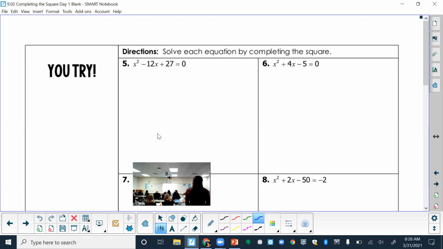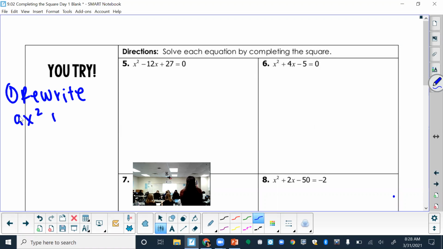So the first step is to rewrite this quadratic equation. Right now it's in standard form, but in order to solve it by completing the square, we want it to be in this form: ax squared plus bx equals c. So we don't want any constants on the left side, no single numbers on the left side. We want it on the right side of the equal sign.